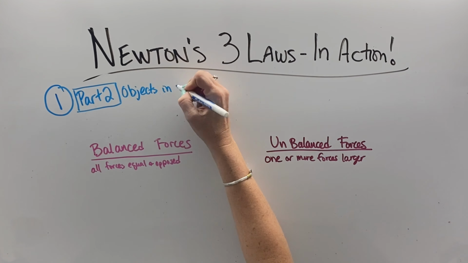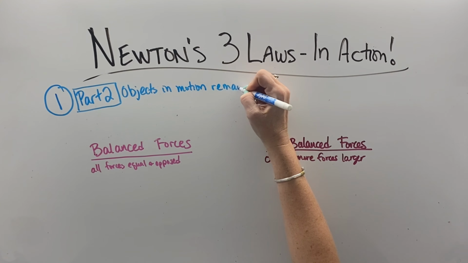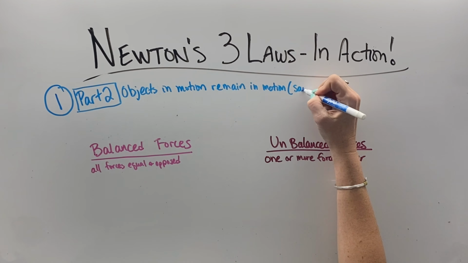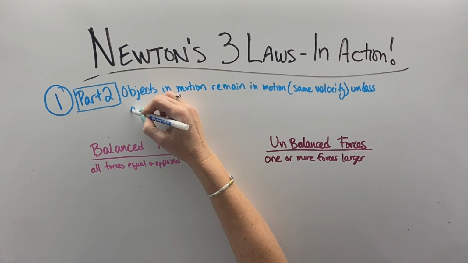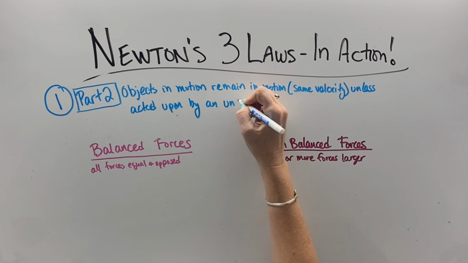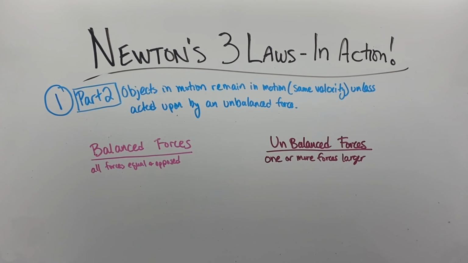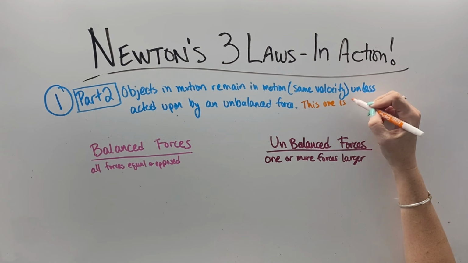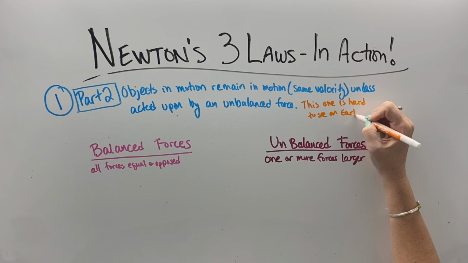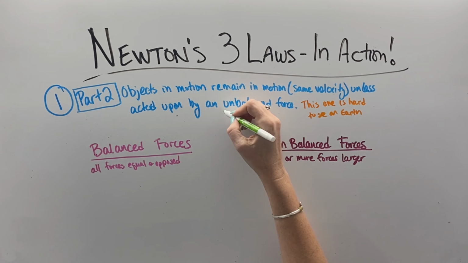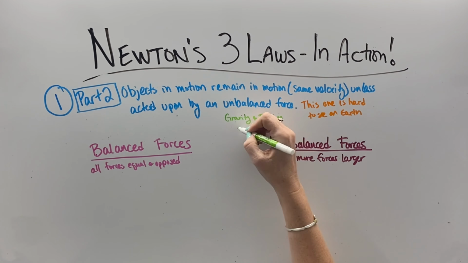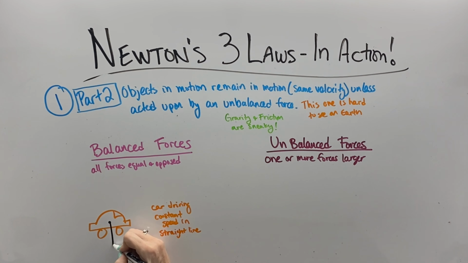So part 2 of Newton's first law is that objects in motion remain in motion at the same velocity unless acted upon by an unbalanced force. Now this one's really tricky and it's kind of hard to prove on Earth because we always have gravity and friction messing with the motion of objects. So things here don't just stay moving.